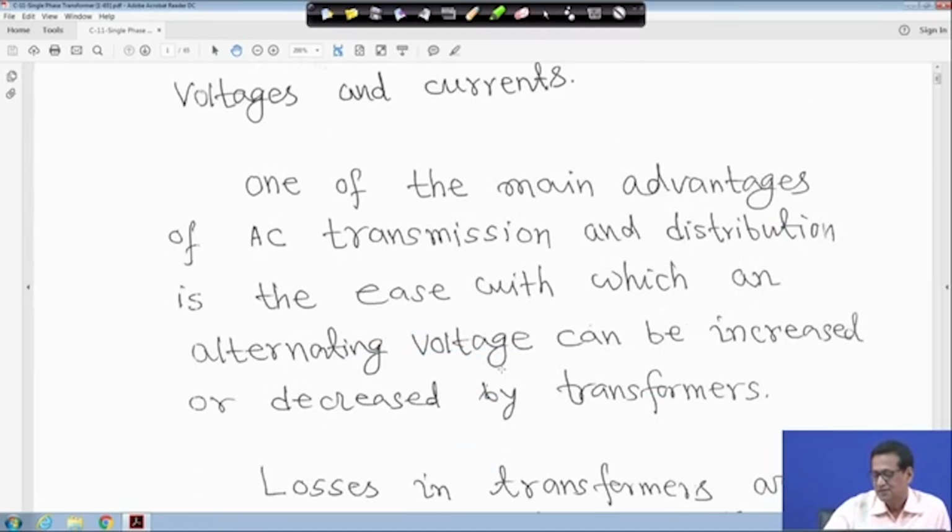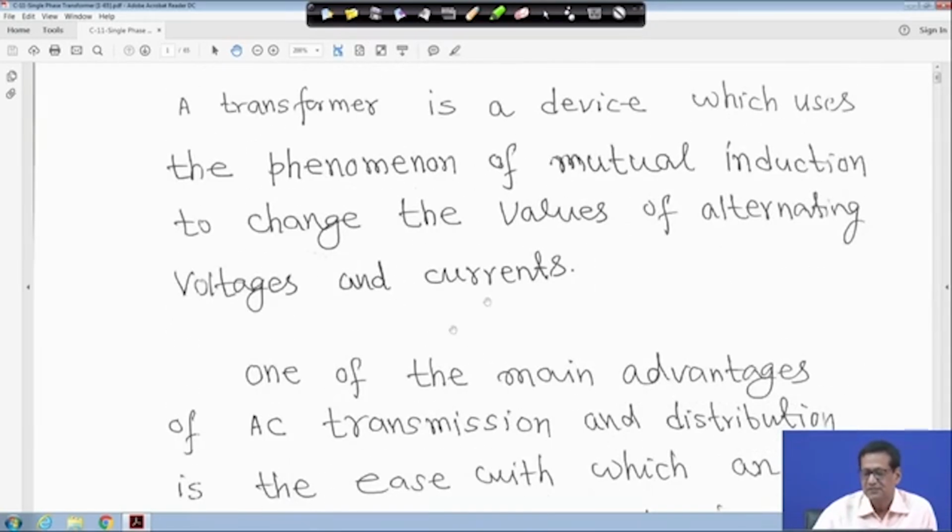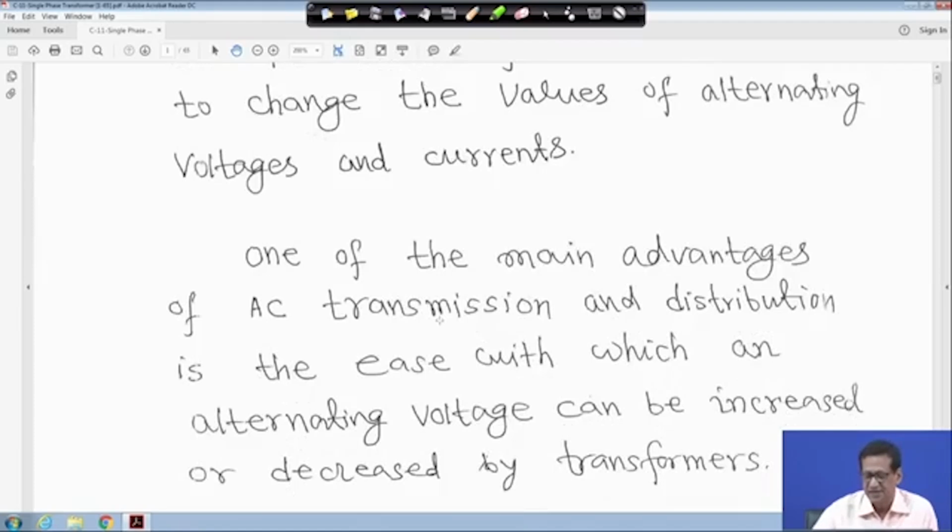For example, when you look at the power station, transmission line, and distribution line, there are different voltage levels, and those voltages are stepped up or stepped down only by using transformers, right. So, therefore, the transformer is a device which uses the phenomenon of mutual induction to change the values of alternating voltage and current, right.